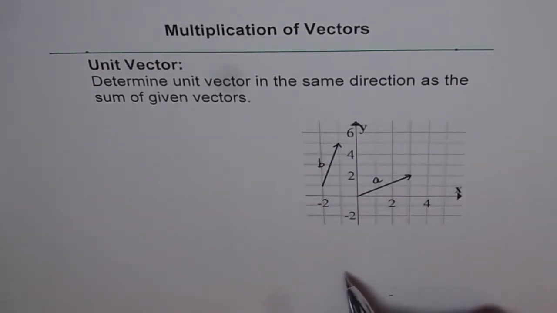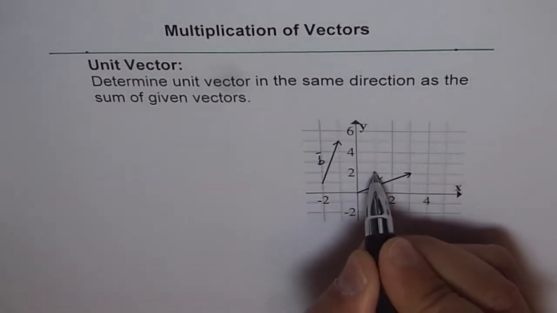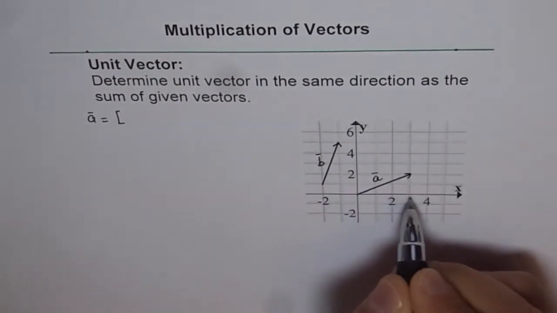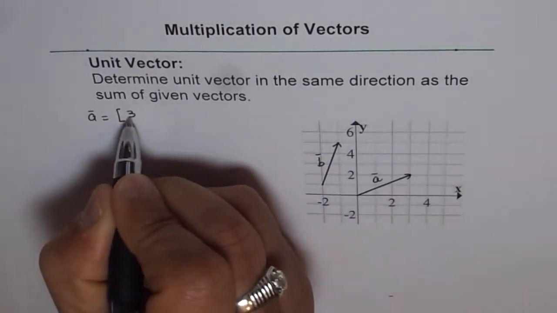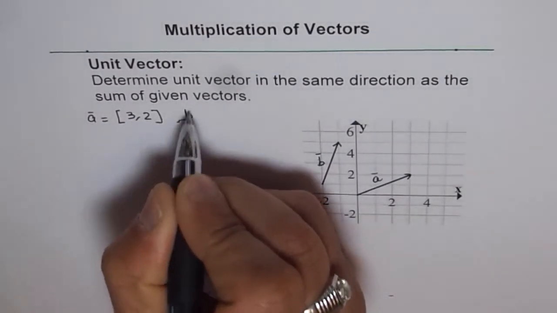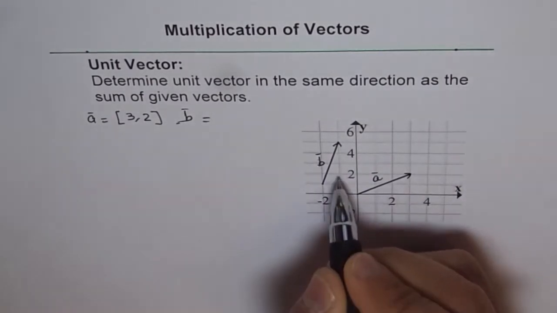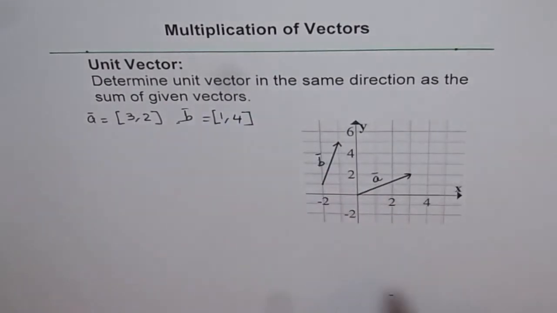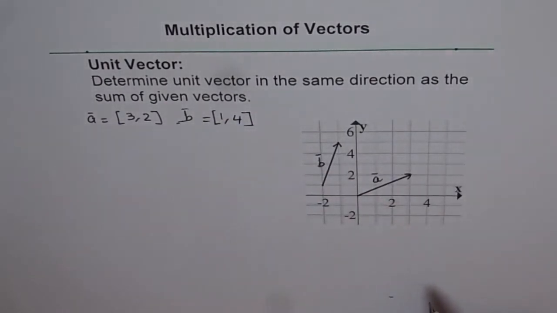So what we will do is find the sum of these vectors and then divide that by the magnitude of its sum to get the unit vector in the same direction as the sum of the given vectors. So let's see what vectors are given to us. Vector A is equal to [3, 2], and vector B is equal to [1, 4]. The square brackets represent vectors, correct?